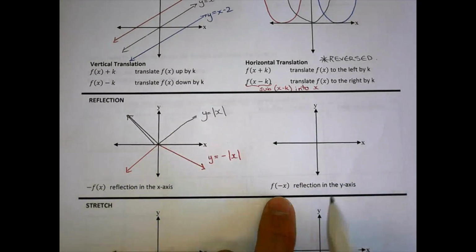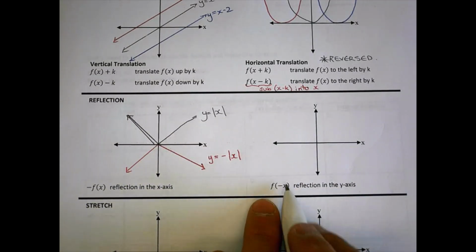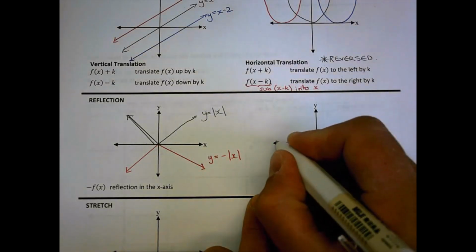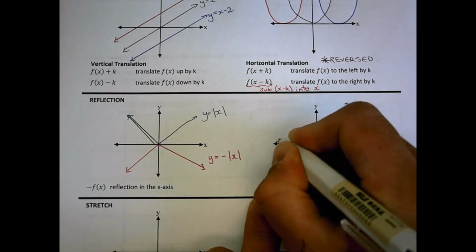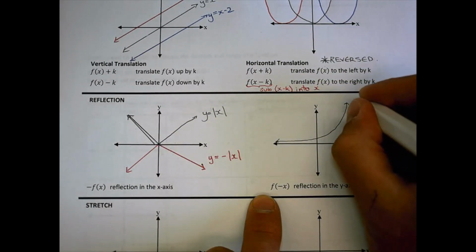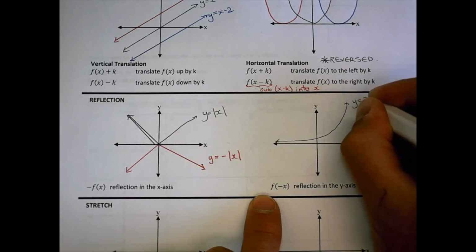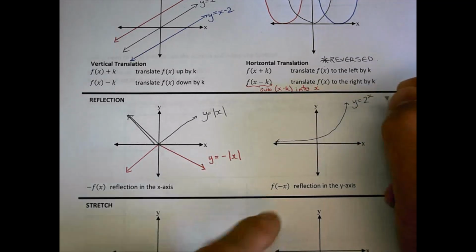Okay, then we'll look at the other type of reflection. Again, this is if I sub in negative x. So for example, if I draw this function, hopefully you remember that this is the exponential growth function. So y equals 2 to the power of x, for example.